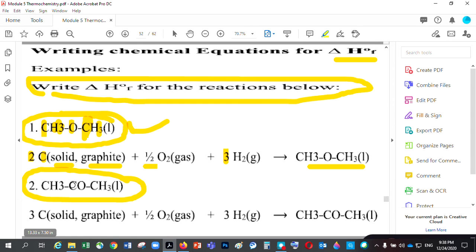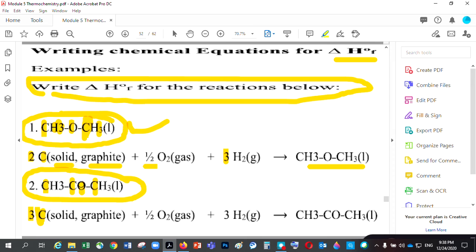Well, how many carbons do I have here? One, two, three. This compound, dimethyl ketone, is really acetone. This is an acetone, correct? If you look, three carbons, so I have three carbons, always solid, graphite.